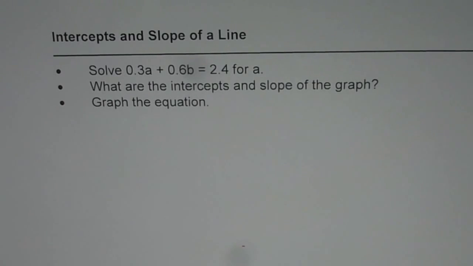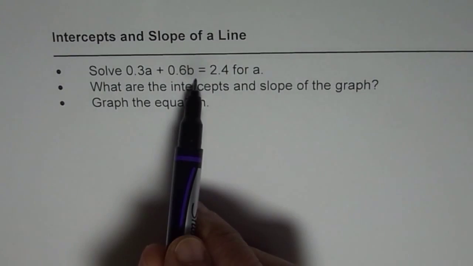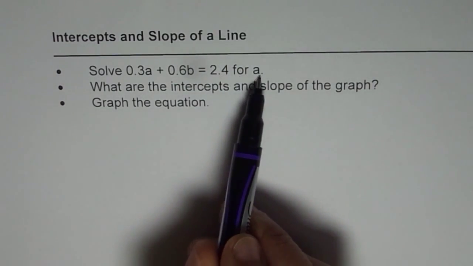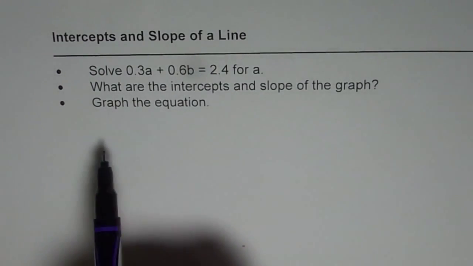I'm Anil Kumar, and here is an interesting question for my grade 9 students. We're reviewing lines, and we will lay more emphasis on intercepts and slope this time. Solve 0.3a plus 0.6b equals 2.4 for a. So that's the equation given to you. You need to solve for a.